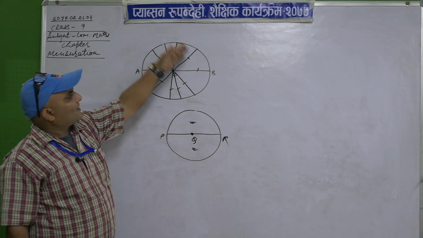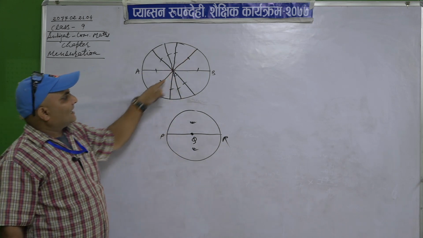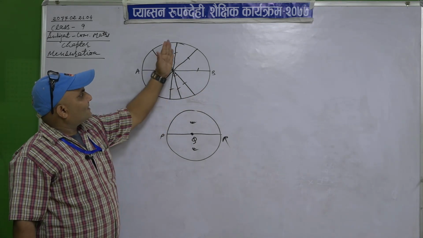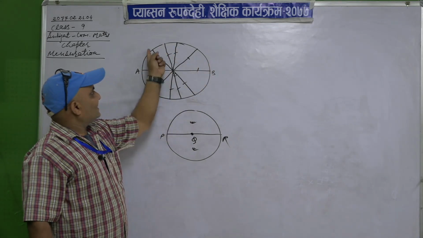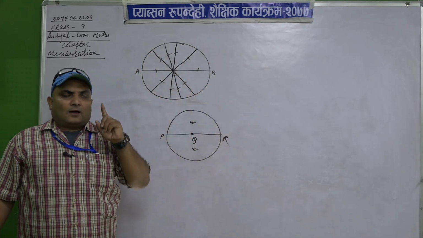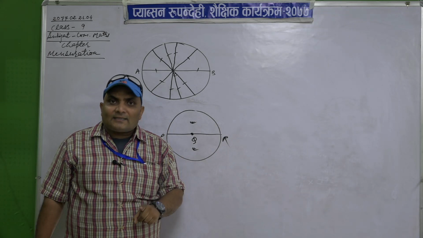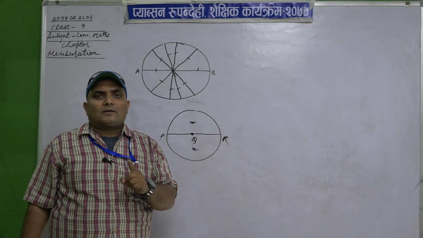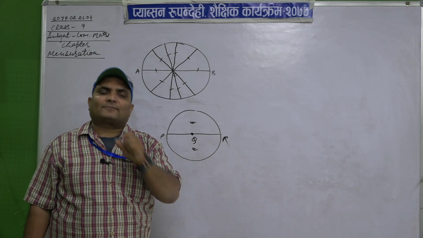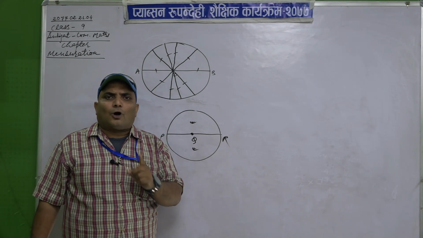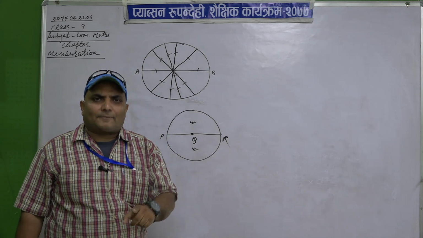Any diameter, here so many diameters are there. If this is a diameter, then this part and this part are equal. If this is a diameter, then this part and this part are equal. If this is the diameter, then this part and this part are equal. Only a diameter divides the circle into two equal parts, and each part is called semicircle or half circle. Again, each equal part is called semicircle or half circle.